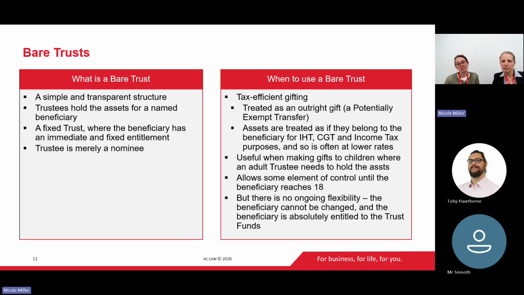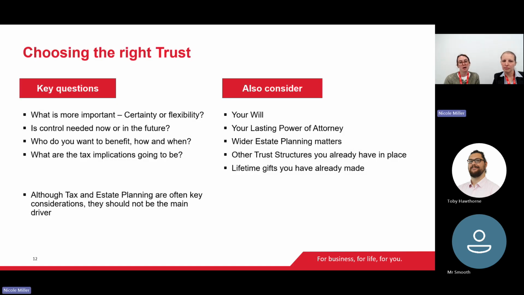There's no ongoing flexibility, however. This is not something that's normally accompanied by a letter of wishes. It can't be changed. The beneficiaries can't be changed. Once the beneficiaries are set and that trust is set up, then that's fixed. And as I say, the beneficiary is absolutely entitled to the trust funds. So they will be able to access that. There's no discretion there as to whether they could, based on circumstances at the time. Once the bare trust is created, then that's it. They have an absolute entitlement.